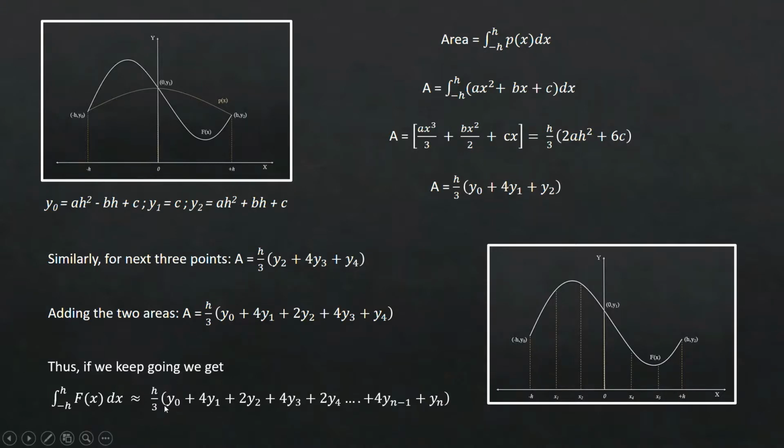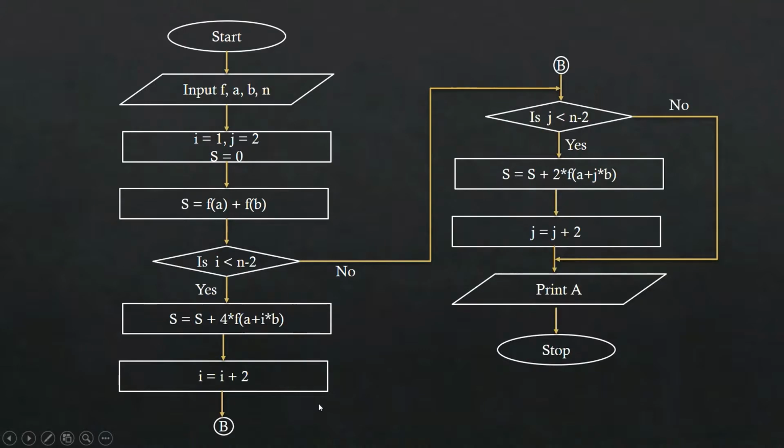Here, as you can see, the terms y0 and yn do not contain any coefficients, but every odd term has the coefficient 4 and every even term has the coefficient 2. Then we go ahead to the code. As I mentioned before, the first and the last terms have no coefficients, hence we add them up beforehand and save them in the variable s.